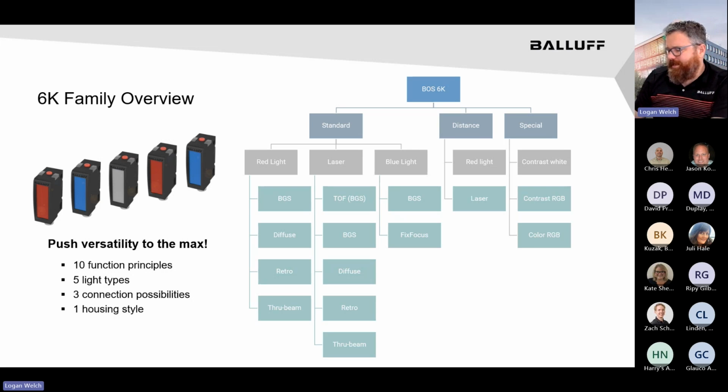If you can see my camera, I don't know if it's going to pick up or not, but this is a physical 6K photoelectric. This is a Post-it note I'm holding up in front of my face, and that's the size. 6K refers to a naming strategy Balluff has, and that's basically its size. It's 6 cubic centimeters, so very tiny.